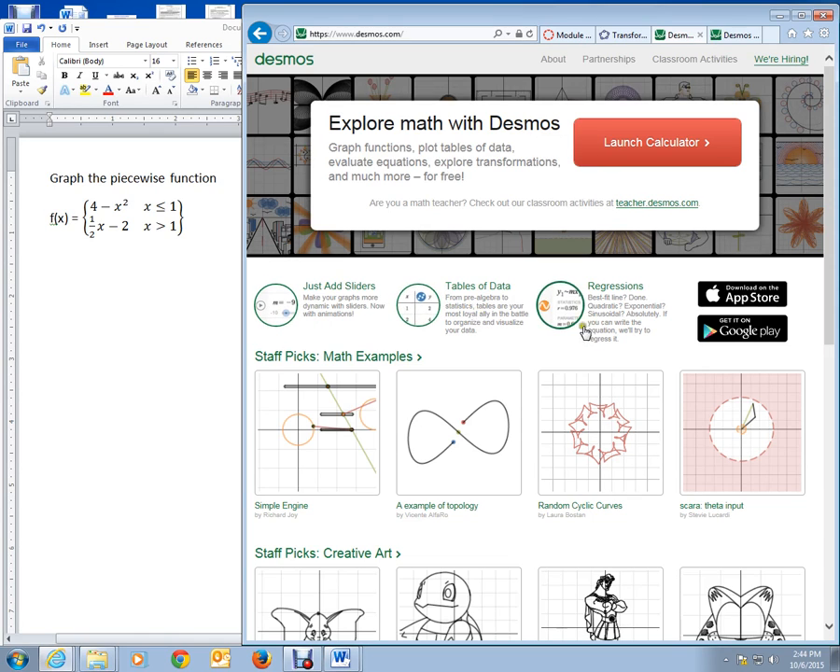It'll do tables and some other calculations, but we're going to use Desmos today to graph the piecewise function f of x, where f of x is defined separately for values of x less than or equal to 1. It's defined to be 4 minus x squared, and for values of x greater than 1, or on this part of the domain, its function is defined to be 1/2 x minus 2. So let's launch the calculator.